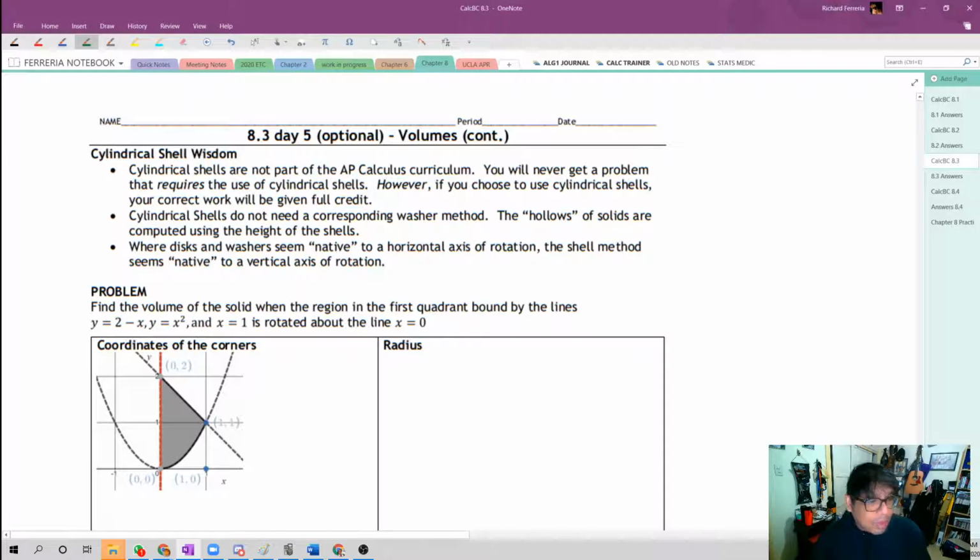So here's a problem. We're going to find the volume of the solid of the region in the first quadrant bound by the lines 2 minus x. 2 minus x is this diagonal line right here. y equals x squared, which is obviously the parabola, and x equals 1. Now, I'm not quite sure why x equals 1 is necessary. I'm probably going to just go ahead and get that out. But we got the first quadrant and bound by those two curves.